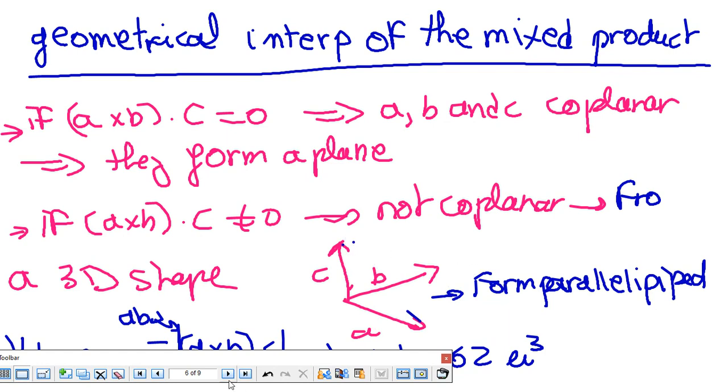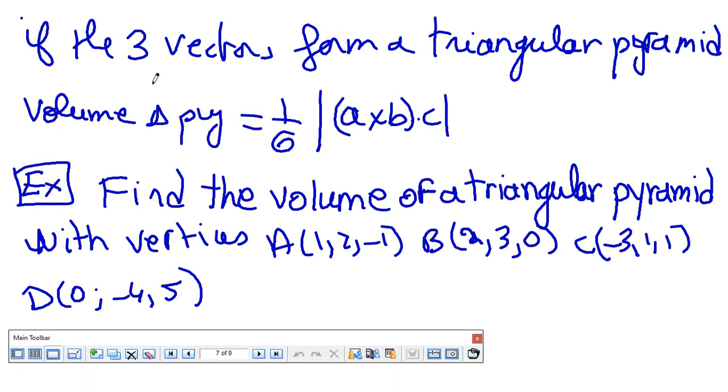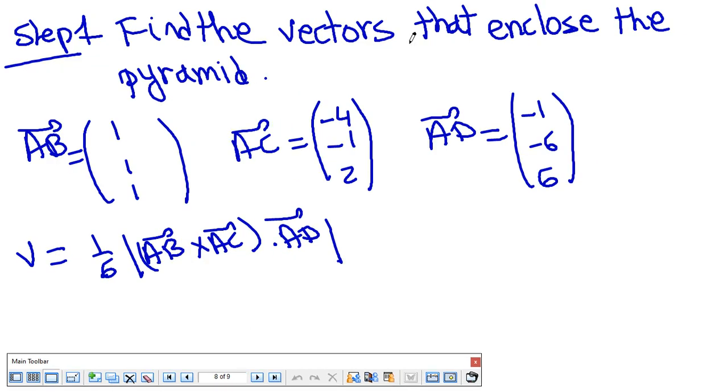But sometimes the three vectors can form a pyramid, a triangular pyramid with a triangle base. It's not a parallelepiped. So if the three vectors form a triangular pyramid, the volume of this pyramid will be 1 over 6 the magnitude of A vector B dot C. Let's do an example for that. Find the volume of a triangular pyramid with vertices A, B, C, and D. First of all, I need the coordinates of those vectors.